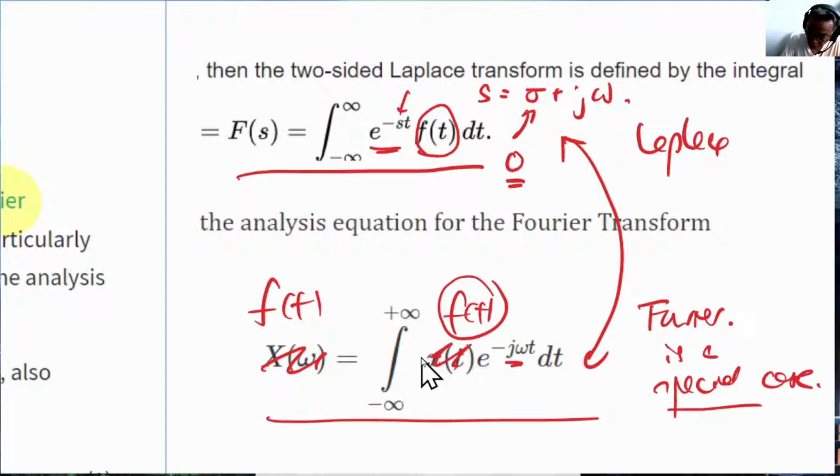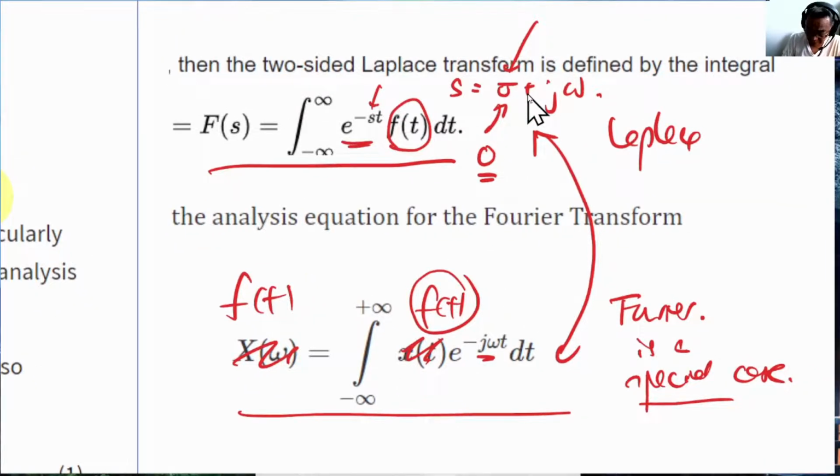So why do we have the sigma? In Brandon's lecture, he will show you that by multiplying with sigma, more signals can converge. Basically, we are multiplying f of t with e minus sigma t, allowing more signals to have convergence and therefore have the Laplace transform.